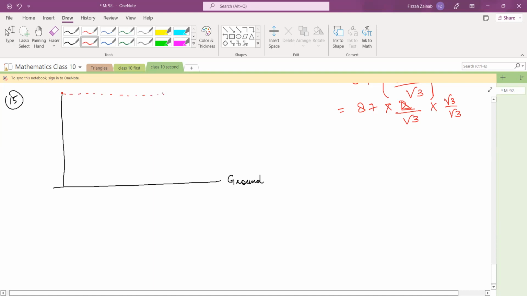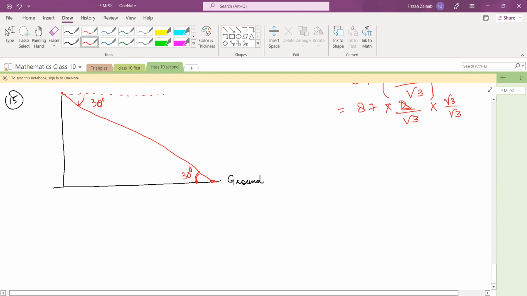The observer observes a car at an angle of depression of 30 degrees, which is approaching towards the foot of the tower with uniform speed. So that means the car earlier was somewhere here. The angle of depression is how much? 30 degrees. Fine, so now this is the alternate interior angle. So this angle is also 30 degrees, clear?